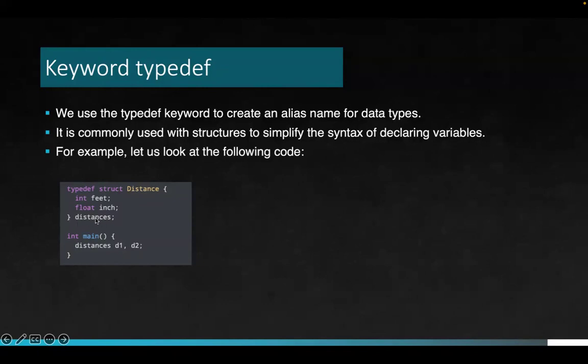So this is not another structure variable. This is the typedef alias name. So whenever you want to use this structure, you just use the Distance alias name. It indirectly uses the structure name over here, distance.